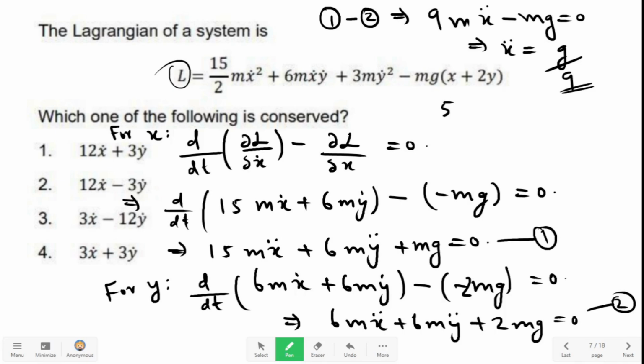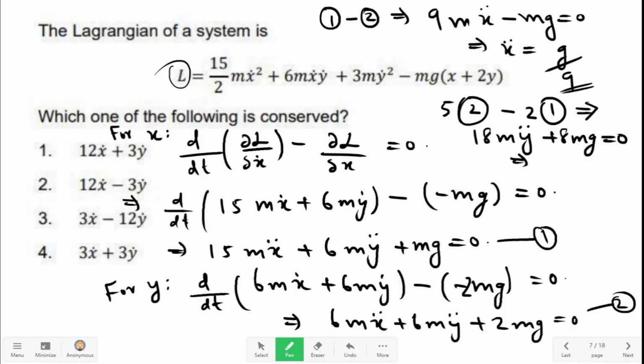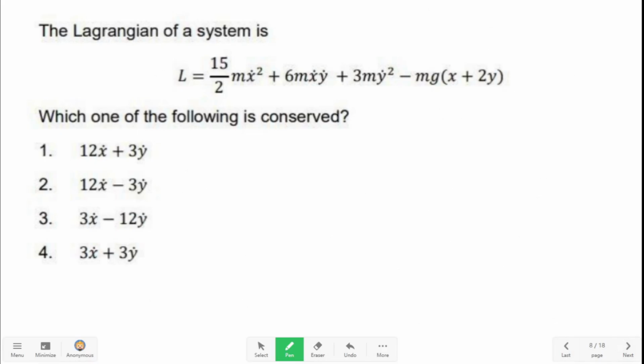Now multiply the second equation by 5, and subtract from that 2 times equation 1. So you have to multiply by 5 the equation 2 and then from that you have to subtract 2 times equation 1. This will give you 18m y double dot plus 8mg is equal to 0. From here y double dot is equal to minus 8g divided by 18, or y double dot is equal to minus 4g divided by 9.